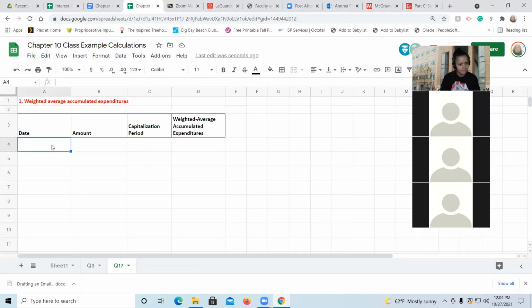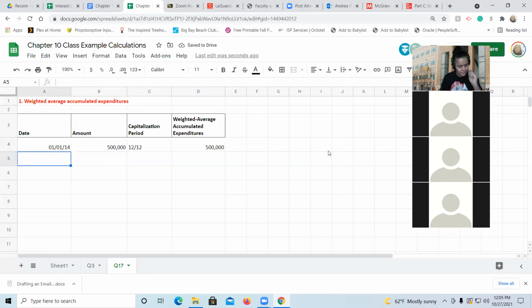January 1st, 2014. The amount is $500,000. And the capitalization period is 12 over 12, because it's the whole year, right? January 1 to December 31. So the answer is 500,000, because 100% of that can be weighted in.